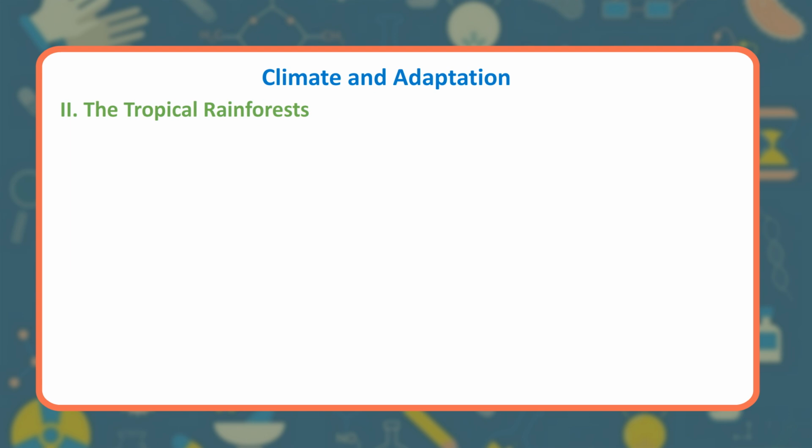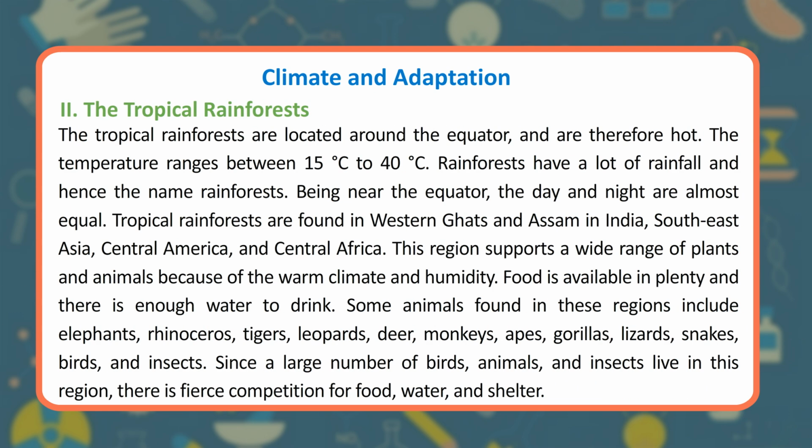2. The tropical rainforests. The tropical rainforests are located around the equator and are therefore hot. The temperature ranges between 15 degrees Celsius to 40 degrees Celsius. Rainforests have a lot of rainfall and hence the name rainforests. Being near the equator, the day and night are almost equal. Tropical rainforests are found in Western Ghats and Assam in India, Southeast Asia, Central America, and Central Africa.